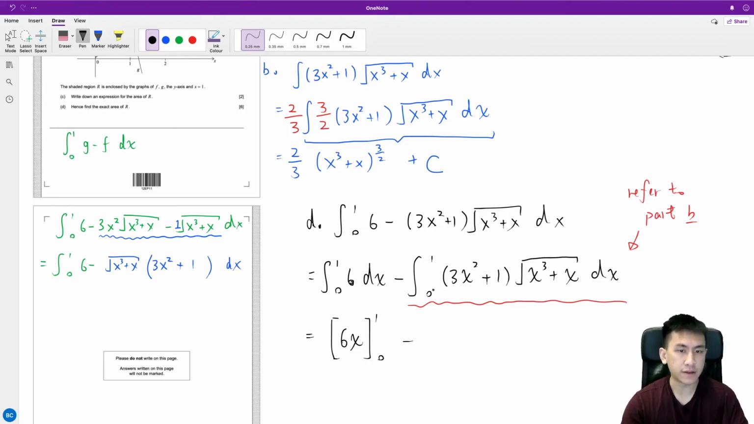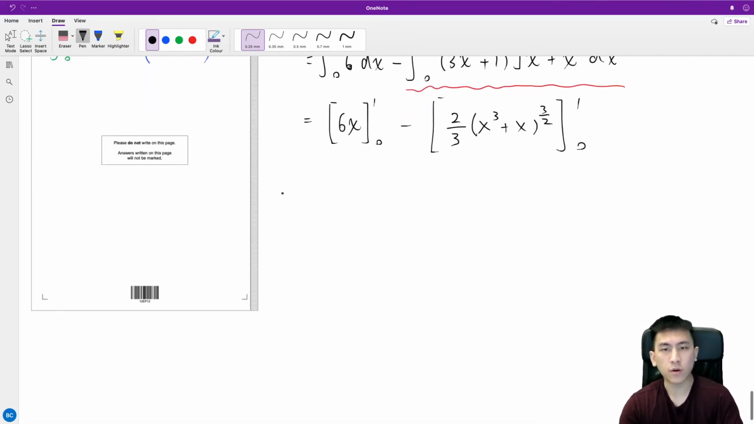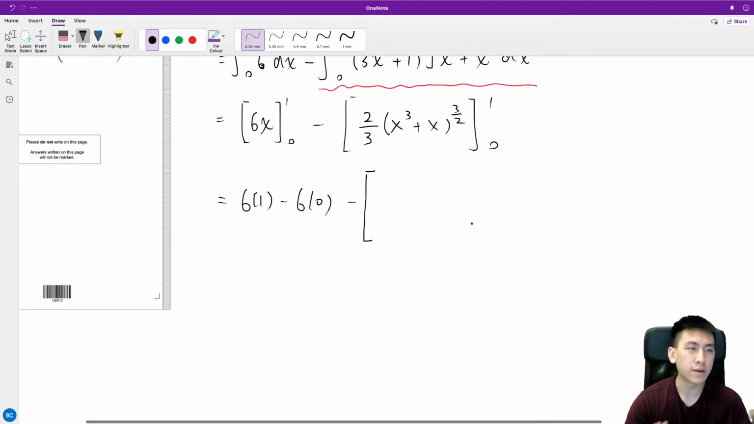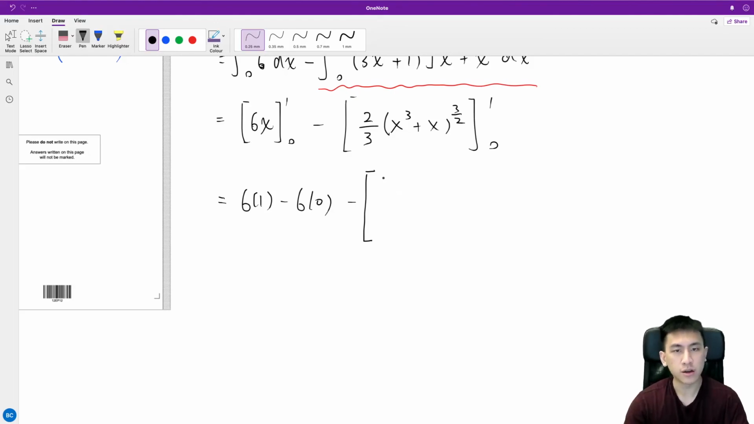You don't need the plus c if this is a definite integral, meaning if you have a bound, you don't need plus c anymore. So it's just 2 out of 3, x to the power of 3 plus x, to the power of 3 out of 2, and then 1 and 0 like that. And then the rest is actually quite straightforward, because you simply get 6 times 1 minus 6 times 0 minus, to make ourselves easier, I love to use square brackets, because square brackets really separate the whole thing to make it very sure that that is a chunk. You see what I mean?